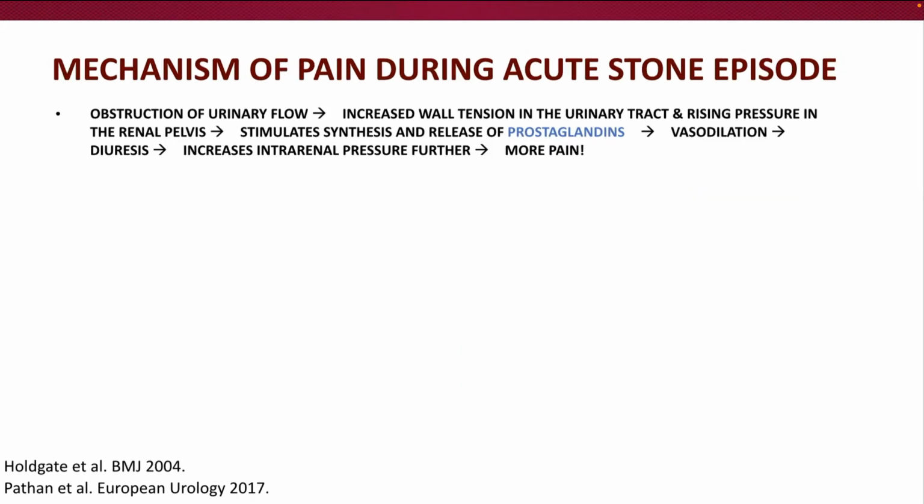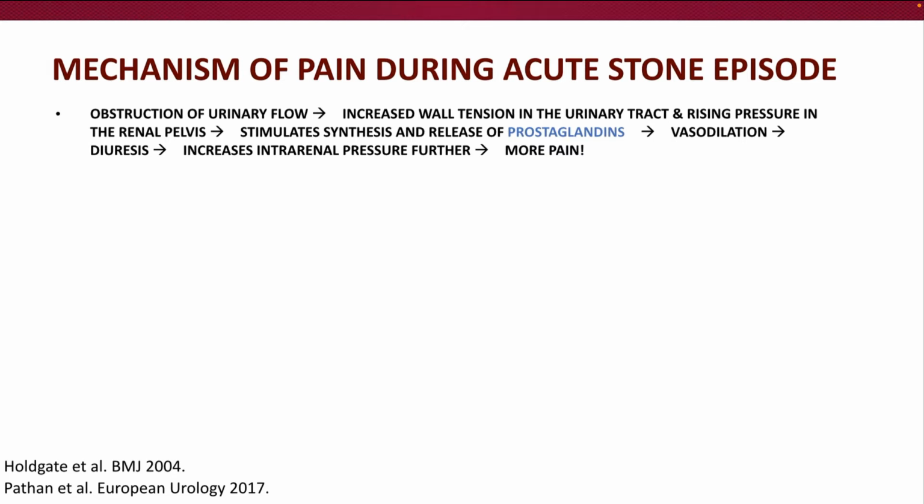So how does pain work during an acute stone episode? It starts with obstruction of urinary flow. Then you get increased wall tension in the urinary tract and rising pressure in the renal pelvis. This then stimulates the synthesis and release of prostaglandins, and the prostaglandins is the most key thing about this pathway.